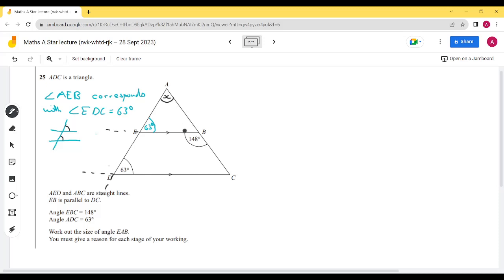Well, now we've got that, ABC is a straight line. So this angle on our side is simple enough. We can say angle EBA equals 180 minus 148, and so that's going to equal 32 degrees. The reason for that is angles on a straight line.